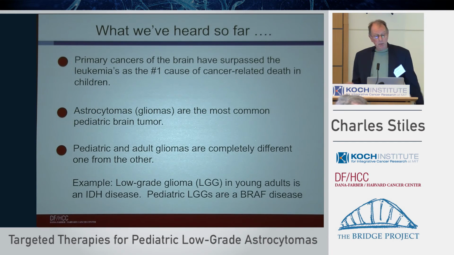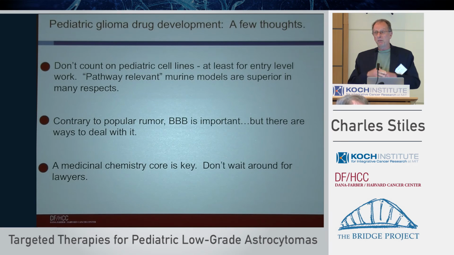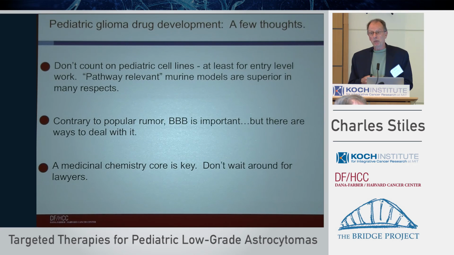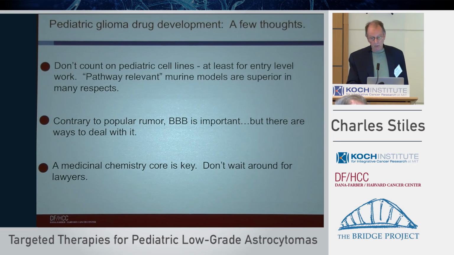For pediatric glioma drug development, a few thoughts. One is don't count on pediatric cell lines. For the low grades, they're impossible. Even for the high grades, Keith has had a few successes, but these tumors are infrequent. You're not going to get something like the cell line encyclopedia that the Broad Institute and Novartis have developed, 500 different gliomas, where you can really get strength from numbers. I think pathway-relevant murine models are superior for entry-level drug screens in many respects. You can make isogenic drug comparisons. Contrary to popular rumor, the blood-brain barrier is important, but there are ways to deal with it. And I think a medicinal chemistry core is key. Don't wait around for lawyers.